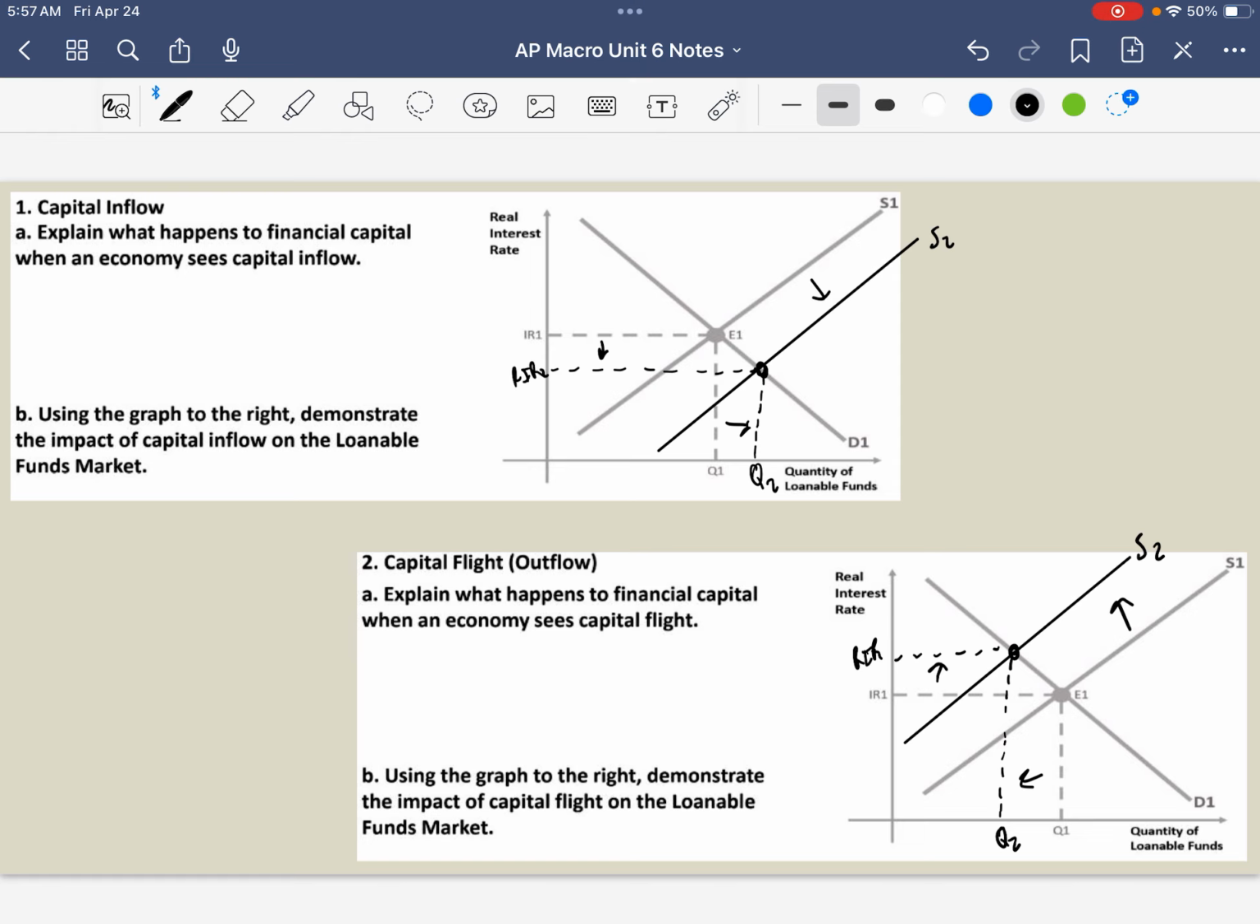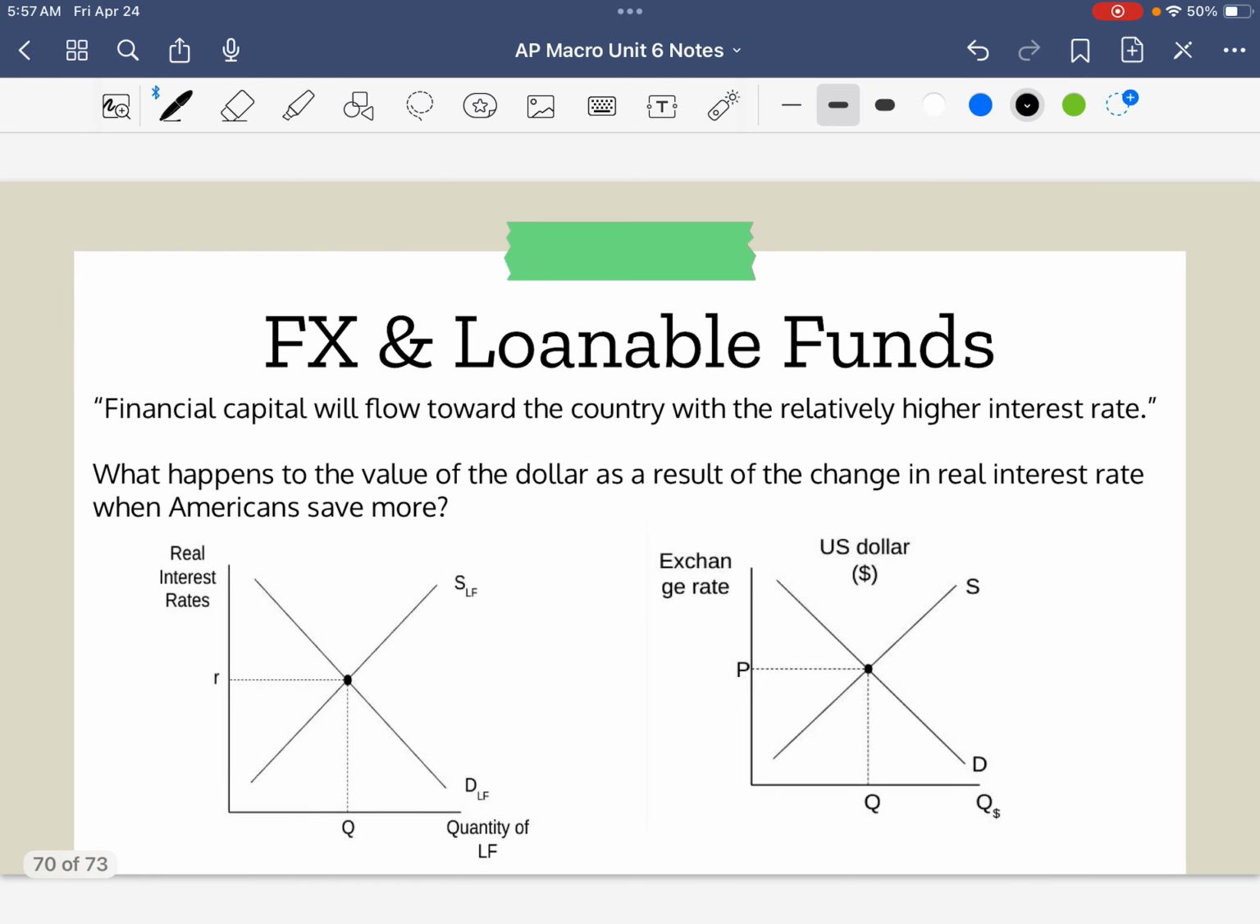We're going to look at the opposite now, when loanable funds impacts foreign exchange. In the AP curriculum, it says financial capital will flow toward the country with relatively higher interest rates. So, what happens to the value of the dollar as a result of the change in real interest rate when Americans save more? So, in this scenario, let's say Americans save more. Let's go to loanable funds. If Americans save more, saving on loanable funds is in the supply area. So if they save more, it's going to increase the supply of loanable funds.